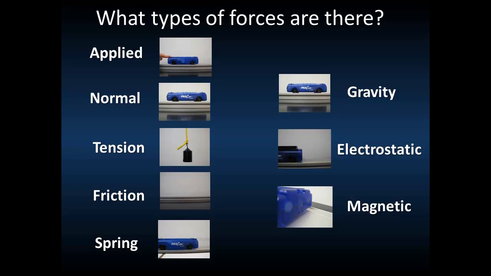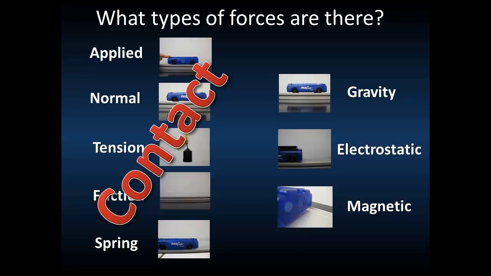So what types of forces are there? Well, the ones to the left, the applied force, normal, tension, friction, and spring forces, are known as contact forces. Simply put, they are caused by something touching or being in contact with the object. The forces on the right, gravity, electrostatic, and magnetic forces, are forces that act at a distance or through an invisible field. We'll call them field forces.